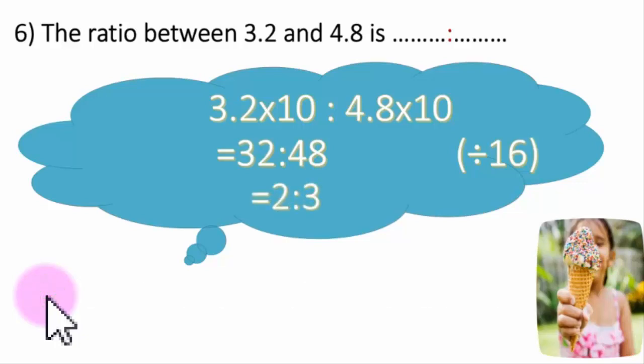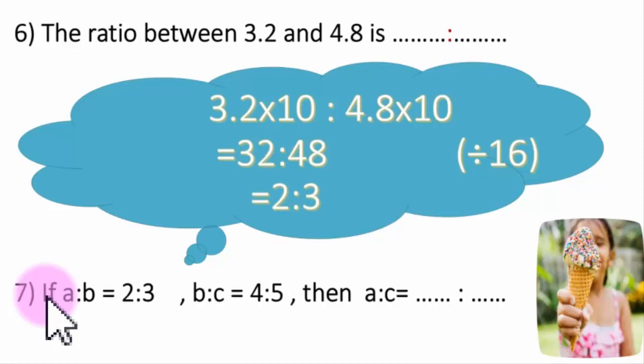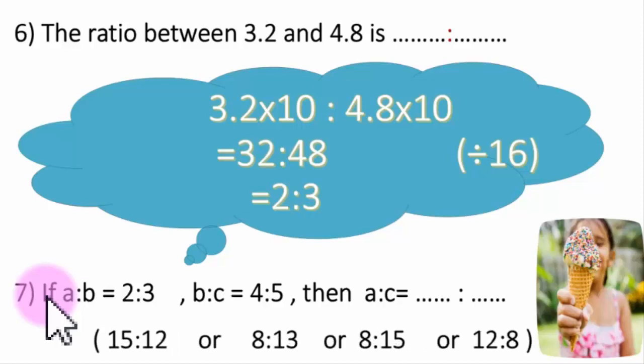2 to 3. If A to B equals 2 to 3 and B to C equals 4 to 5, then A to C equals, who can? Is it 15 to 12 or 8 to 13 or 8 to 15 or 12 to 8? Who can? Yeah, it's 8 to 15.